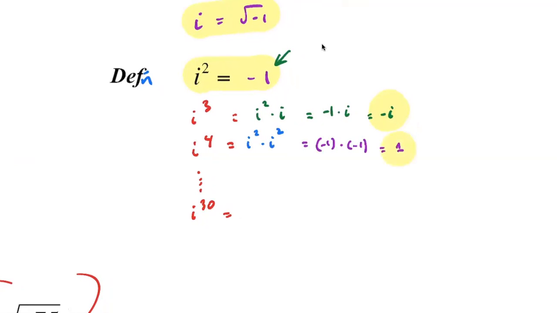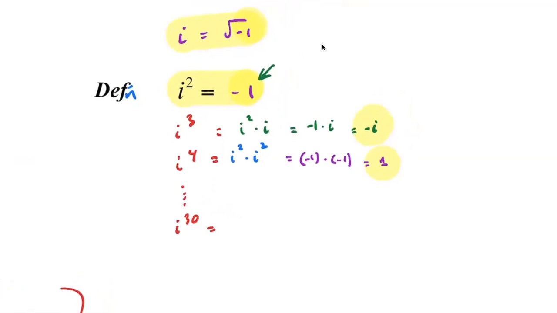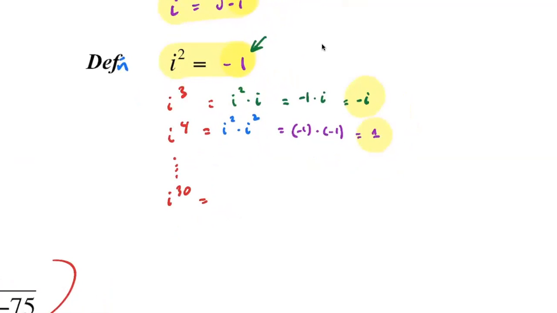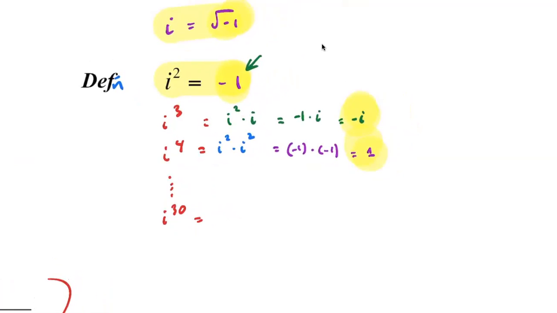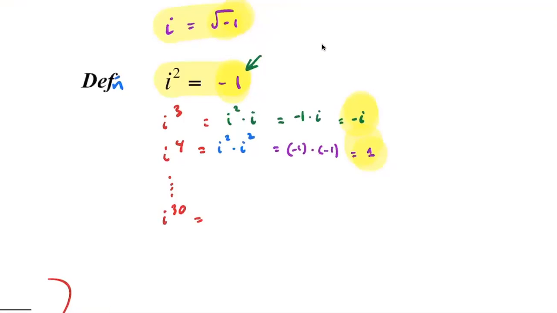So from these four results of powers of i, it becomes a pattern. From these four here, we can actually simplify any powers of i and make sense of it.